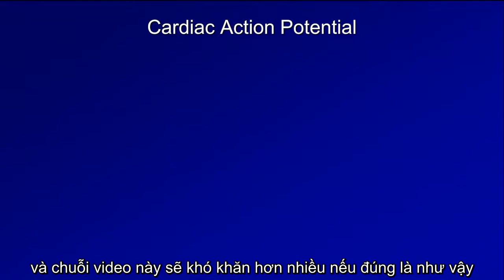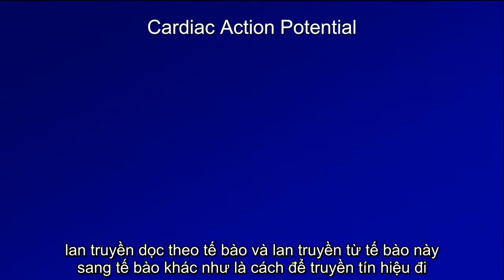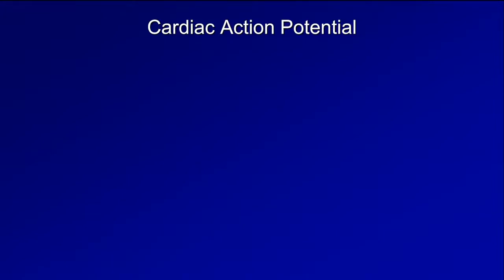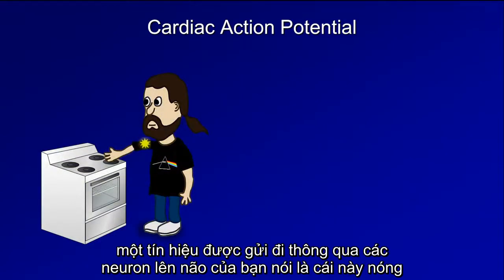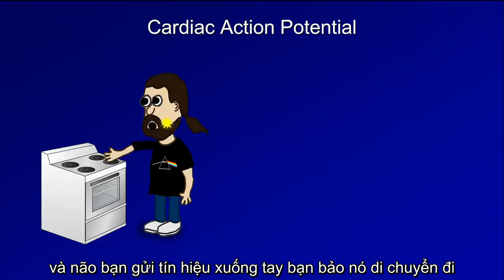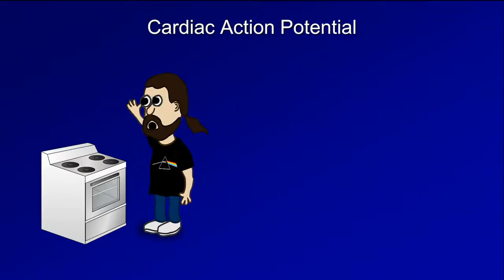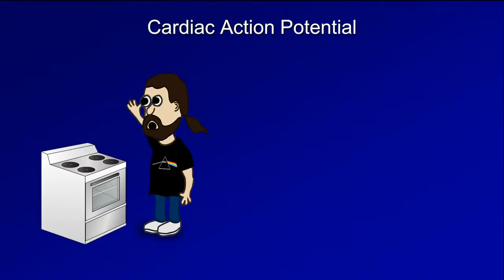An action potential is a brief alteration in the electrical potential, also known as voltage, across a cell membrane that propagates along the cell and spreads from one cell to the next as a means of sending a signal. For example, when your hand on a stove sends a signal via neurons up to your brain that this is hot, and your brain sends a signal back down to your hand telling it to move. Those are action potentials that transmit those messages along the nerves.